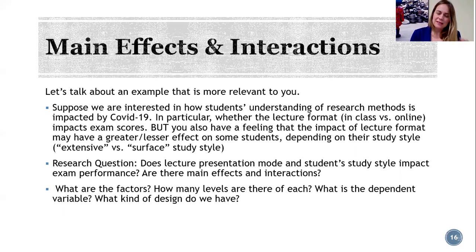We wanted to know whether exam scores differ depending on whether students are learning in class versus online. This would be an example of a between subjects design if we were able to randomly assign people, or it could be a non-equivalent groups design if we weren't randomly assigning people to these different groups. But let's say that we didn't want to leave it there because we had a feeling that the answer was a little bit more complicated.